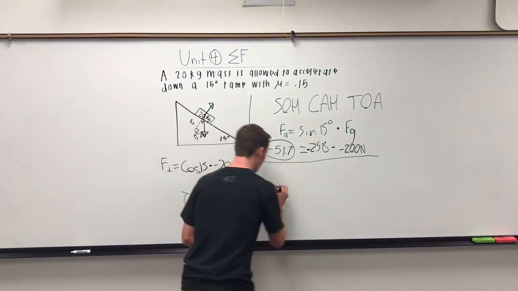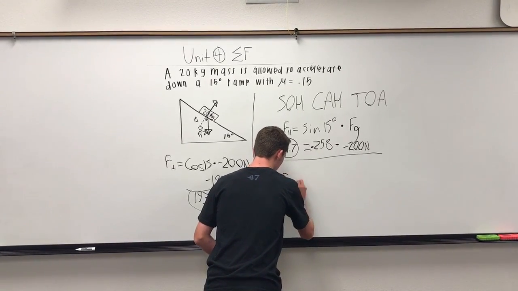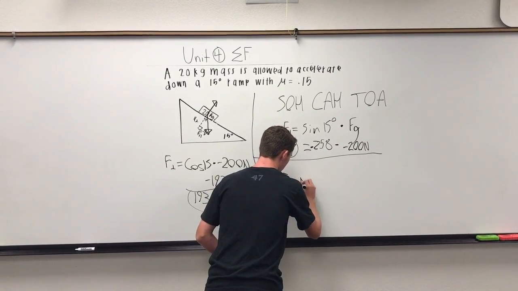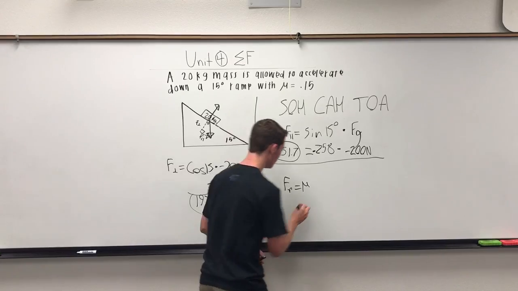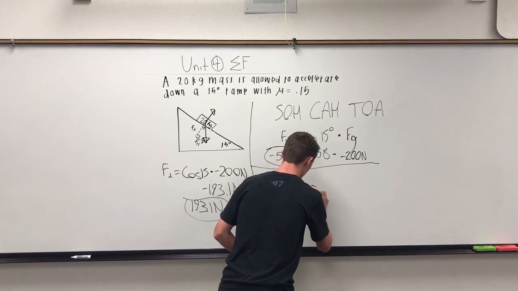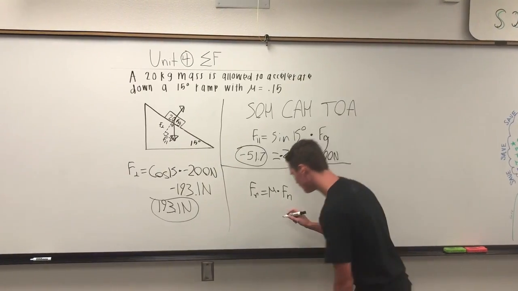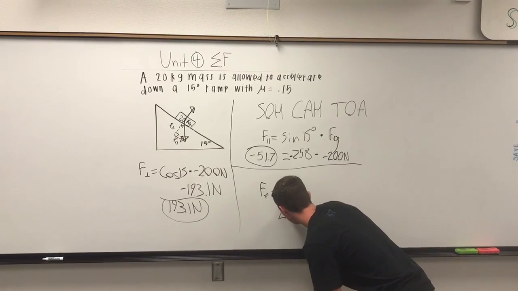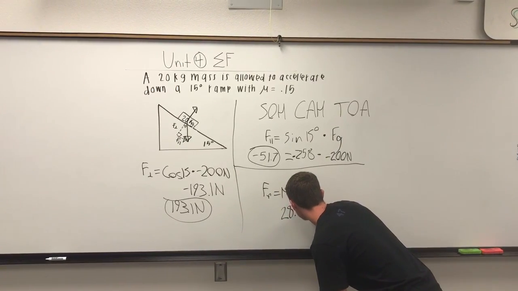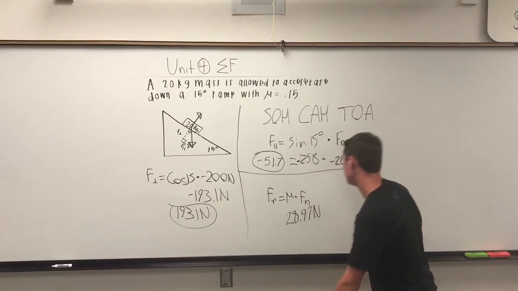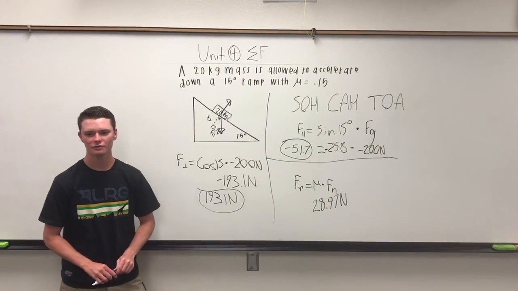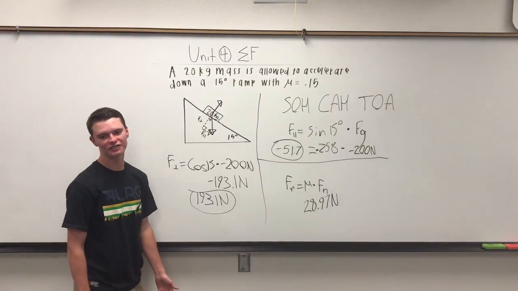Okay, class. Now, how will we find the force of friction using all the things we've calculated? Mu equals force of friction divided by force normal. So when you manipulate the equation, force of friction equals mu times force normal. Good, Jared. The force of friction equals the mu, or coefficient of friction, times the force normal. Therefore, the force of friction equals 28.97 newtons.